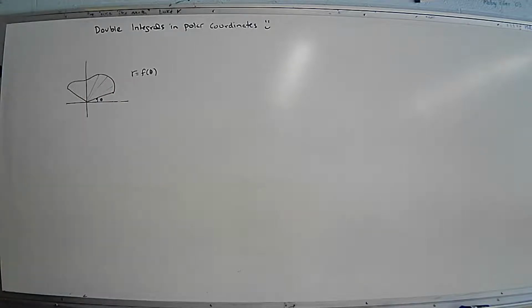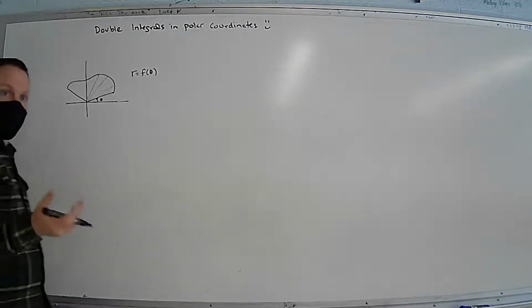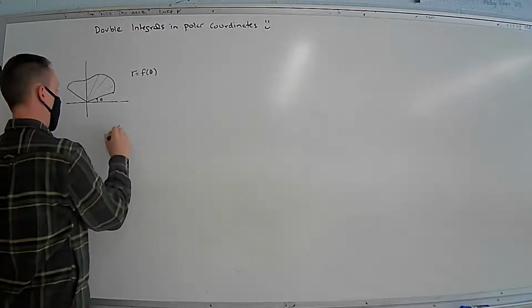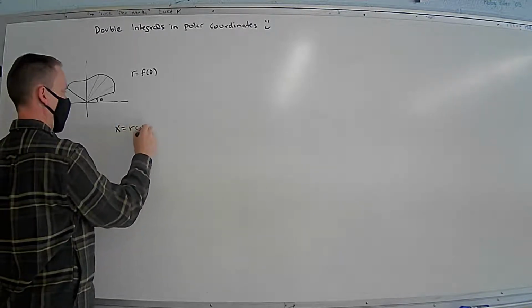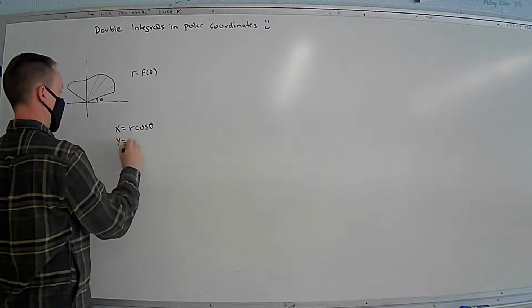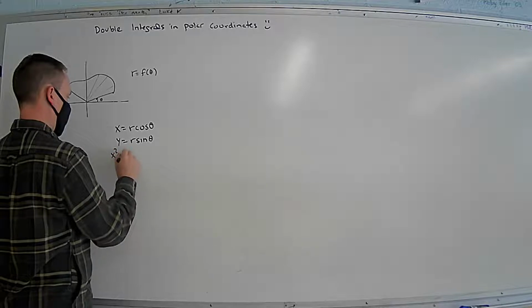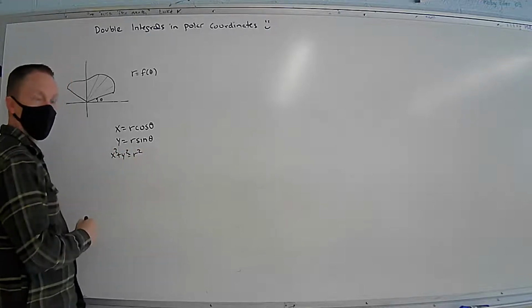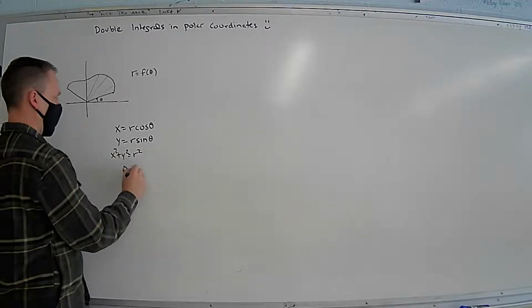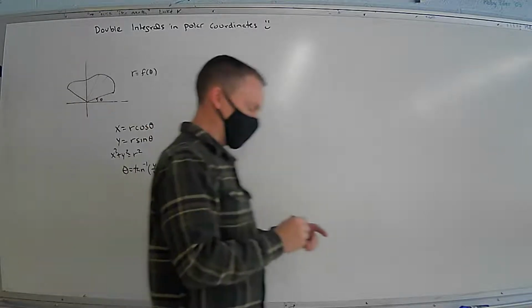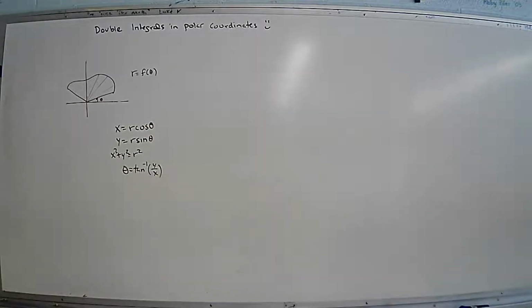And then the conversion back and forth between Cartesian or rectangular and polar is x equals r cosine theta, y equals r sine theta, and x squared plus y squared equals r squared. And then theta is the inverse tangent of y over x. Okay, those are the governing equations for this business.